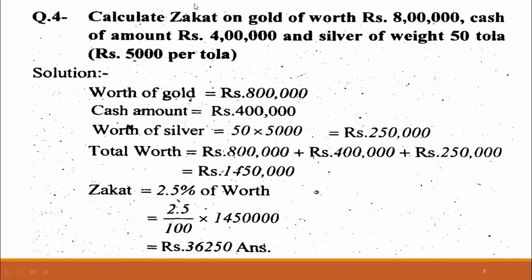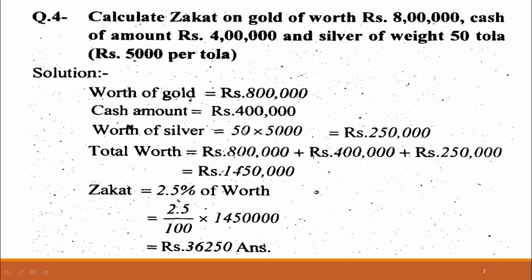Now, the next question, how to calculate zakat on gold of worth Rs 800000, cash of amount Rs 400000. So this is 8 lakh and 4 lakh, and silver of weight 50 tola, and per tola price is 5000. So first of all, find the total amount. Gold is equal to 8 lakh, cash amount 4 lakh, and the silver amount, because in this question the person has 50 tola silver, and the per tola silver rate is 5000.